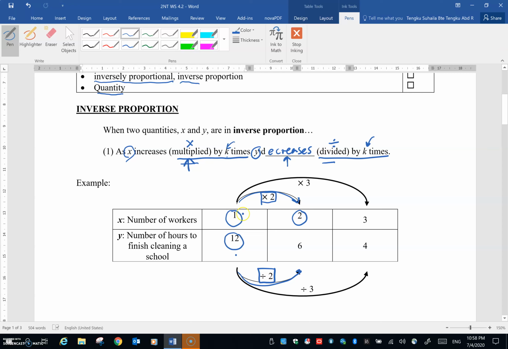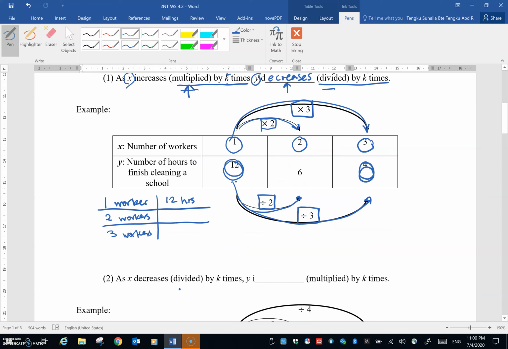Let's look at the next one. Now, instead of just Imran and Yong Chin, Al-Fikri also wants to join. Now we have 3 people helping to clean the school. So 1 times 3, 1 person times 3, now we have 3 people working together. Then the number of hours, instead of 12, we divide 12 by 3. You can see if one quantity is multiplied by 3, the other quantity will be divided by 3. So now they will take only 4 hours to clean.